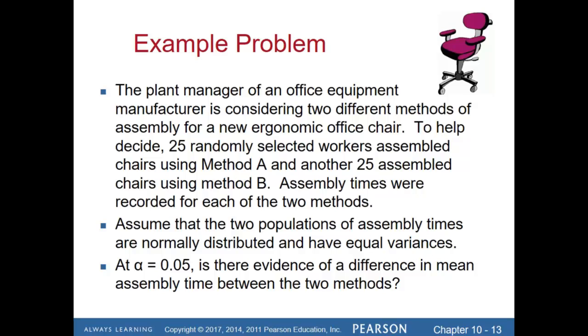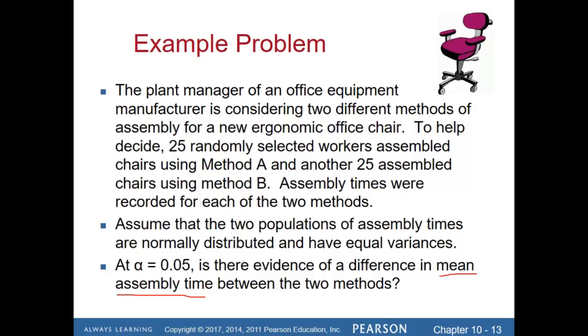So going back to our roadmap, the first decision we need to make is, well, what kind of a variable are we evaluating here? And in this case, we're comparing assembly times. So that's a numerical variable. So that rules out the z-test for the proportion for us. We're making a comparison between mean assembly times. So that rules out the f-test for two variances.